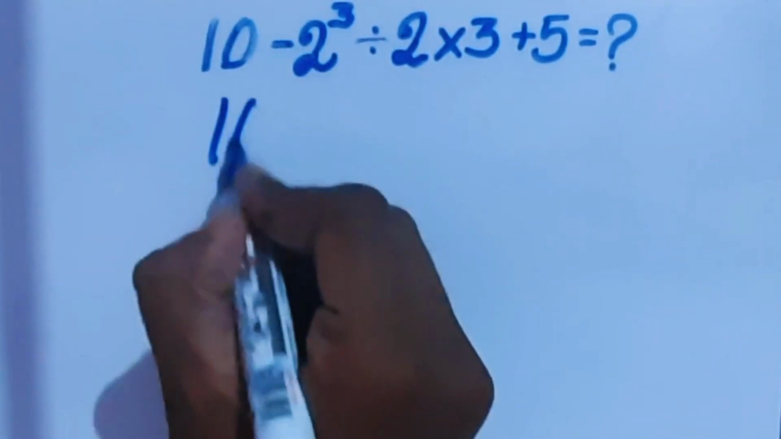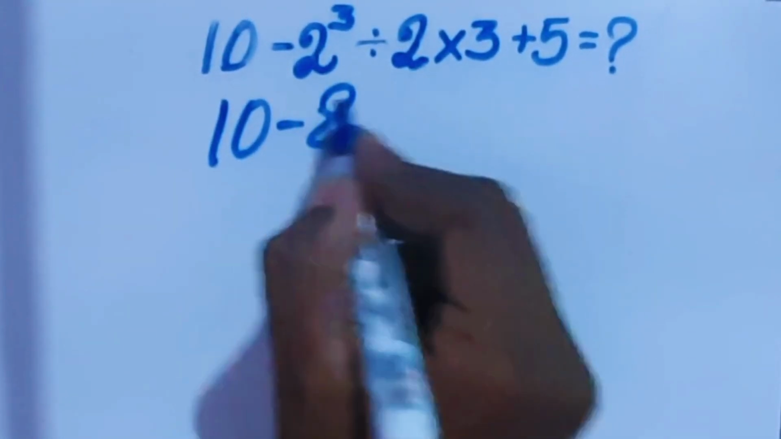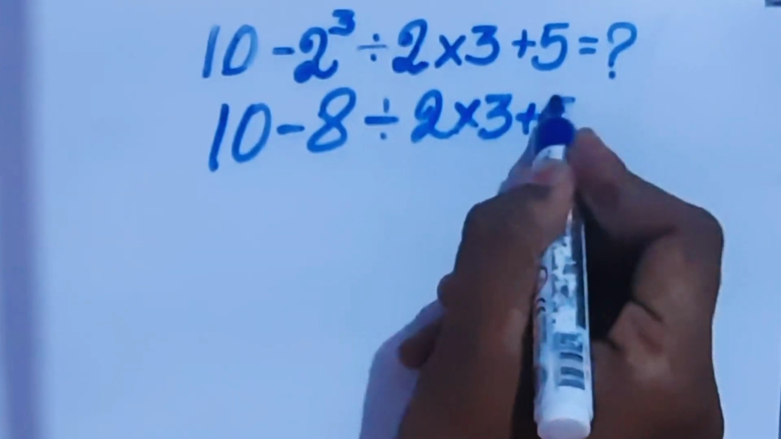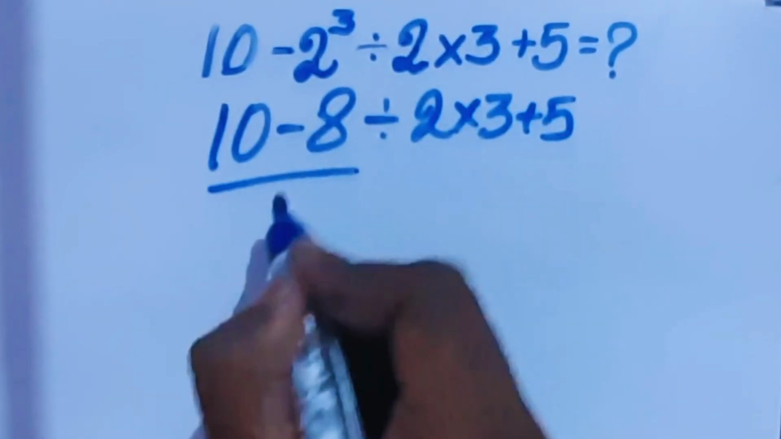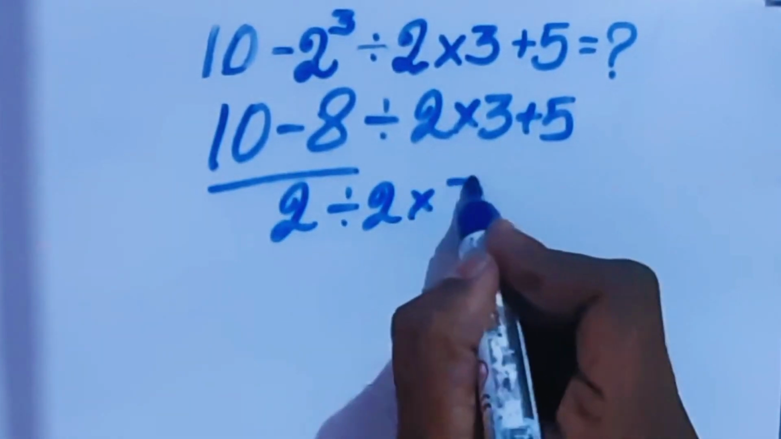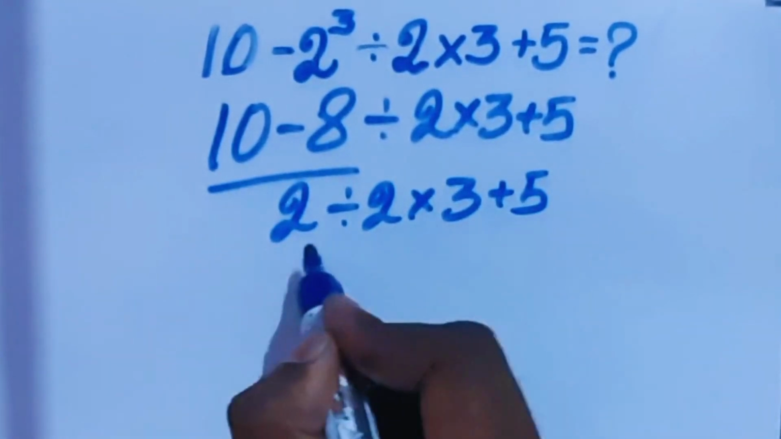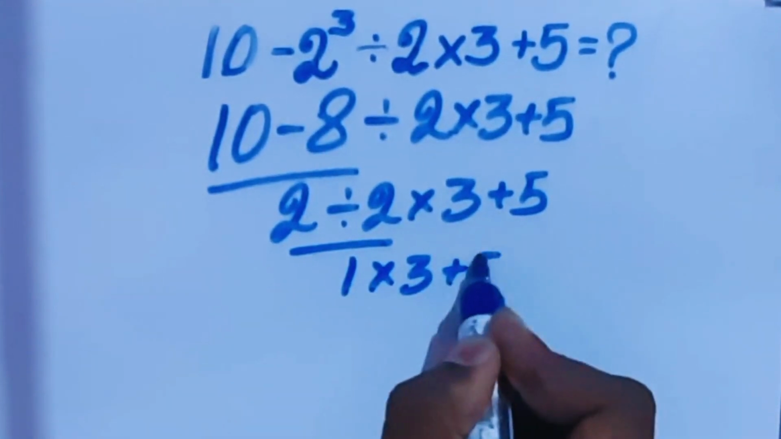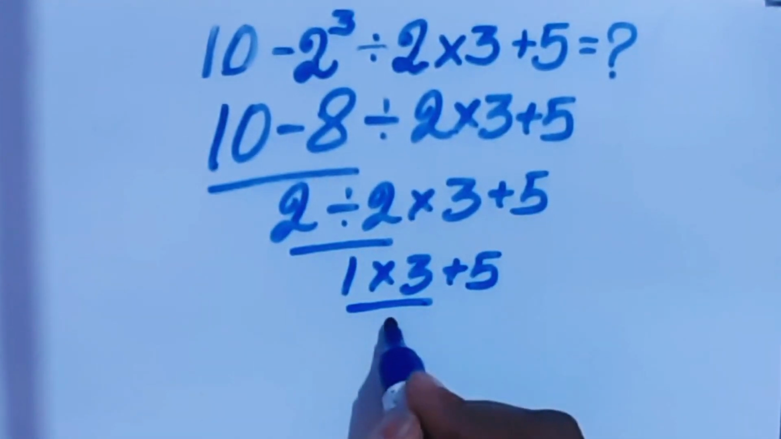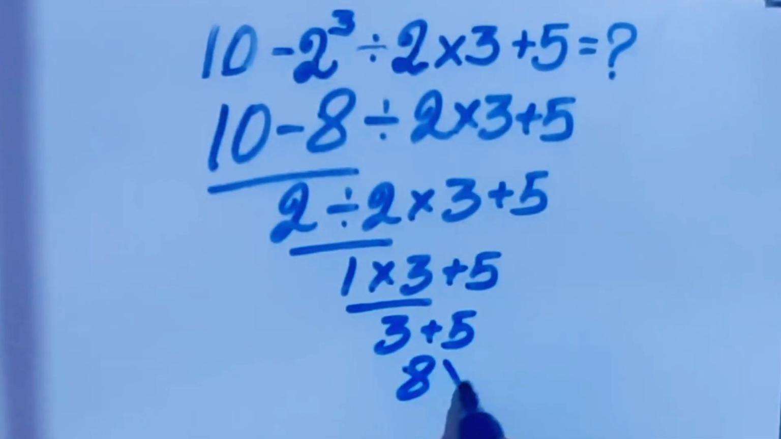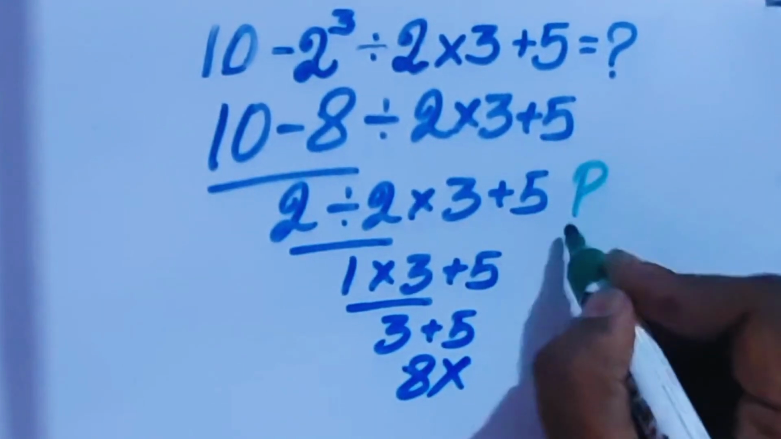Hi guys, here 10 minus 2 power 3 is 8 divided by 2 times 3 plus 5. Here 10 minus 8 is 2 divided by 2 times this 3 plus 5. Here 2 divided by 2 is 1 times 3 plus 5. Here 1 times 3 is 3 plus 5. Here 3 plus 5 is 8, which is the wrong answer. As per this order of operations PEMDAS, this 8 is the wrong answer.